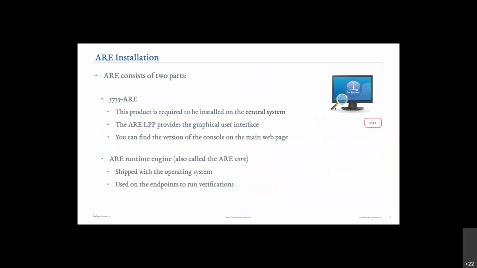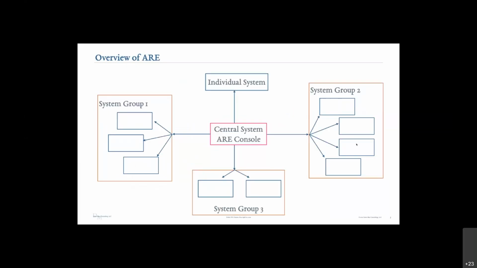So the second part of ARE, in the IBM documentation, they call it the ARE core. I tend to call it the runtime. This is installed as part of the base operating system. Okay, so there's the ARE software that you need to actually validate the endpoint. So if you go back to this screen again and we look at these system groups, these endpoints that you're doing the verifications on, the ARE core is part of the base operating system. And so you need nothing else on these endpoint systems.